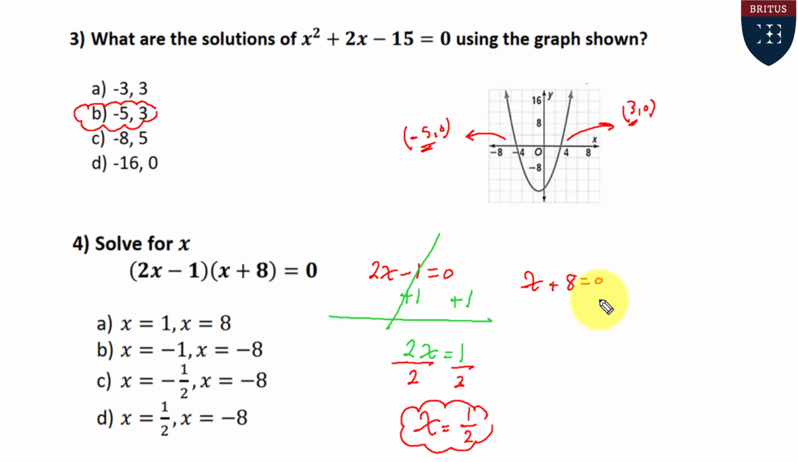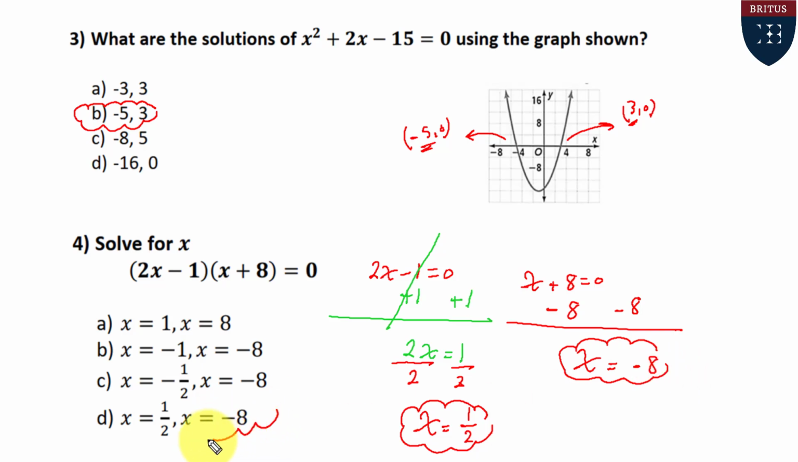Next, x plus 8 equals 0. It's an addition equation, so we can use subtraction. Just subtract 8 from both sides. Now we can say that x is equal to negative 8. Now the values of x are 1/2 and negative 8. The correct answer is D.